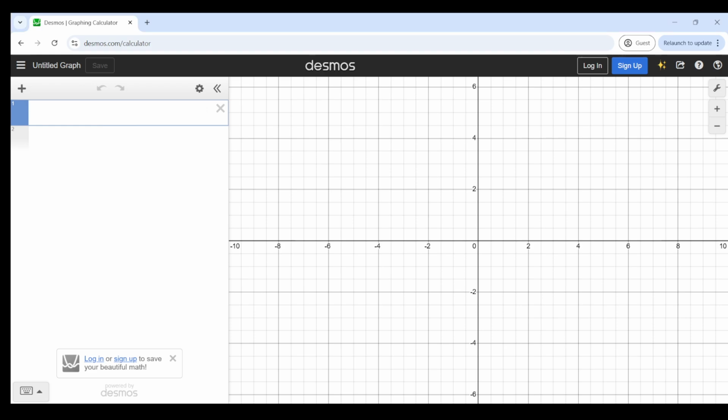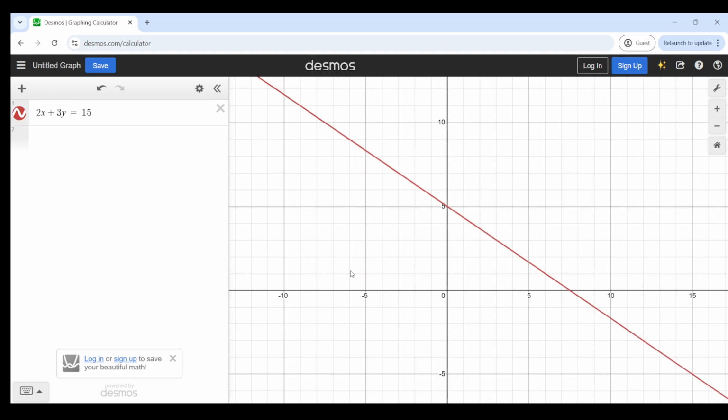Let's say for example we have a certain system of equations. Let's say we have something like 2x plus 3y is equal to maybe 15. As we can see, I entered this into Desmos. There's usually an area on the side where you can enter equations or calculations. In this case, I entered this equation, 2x plus 3y equals 15, and it just graphs this equation.